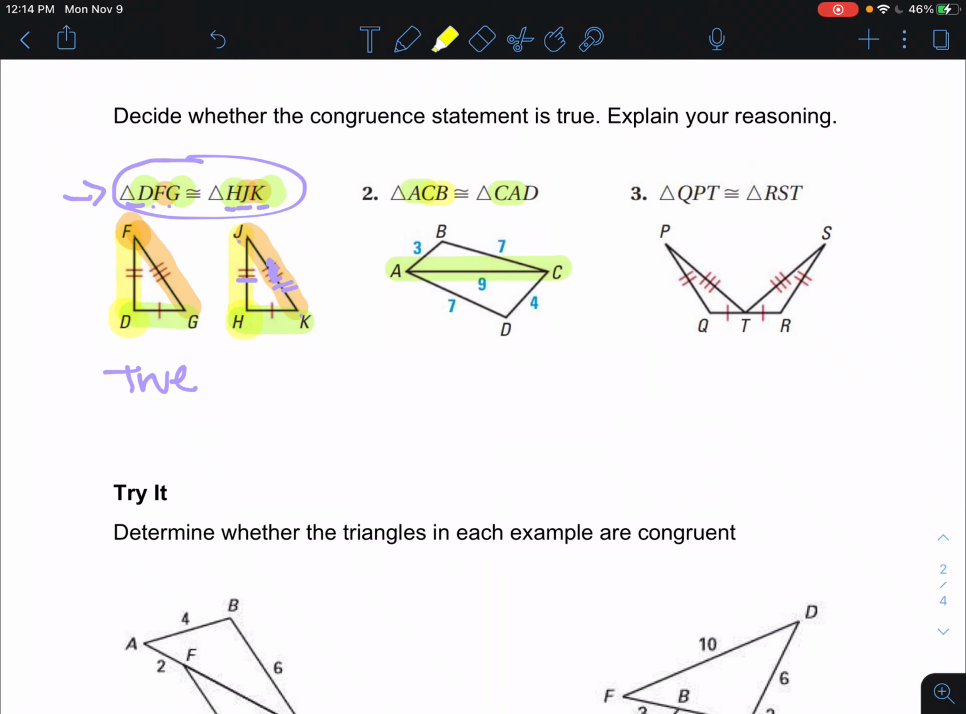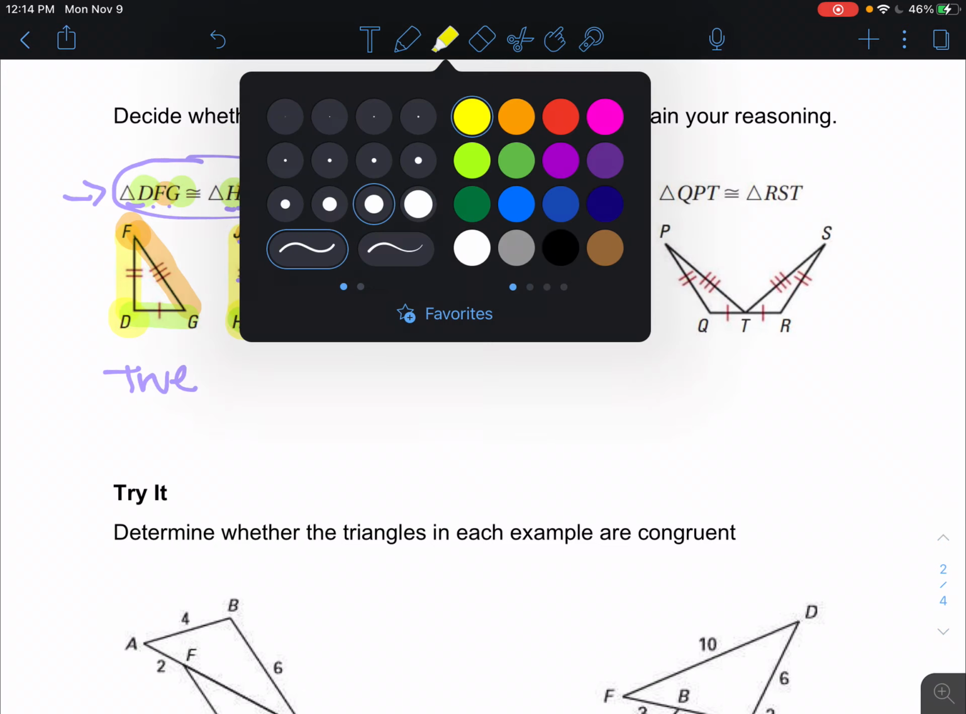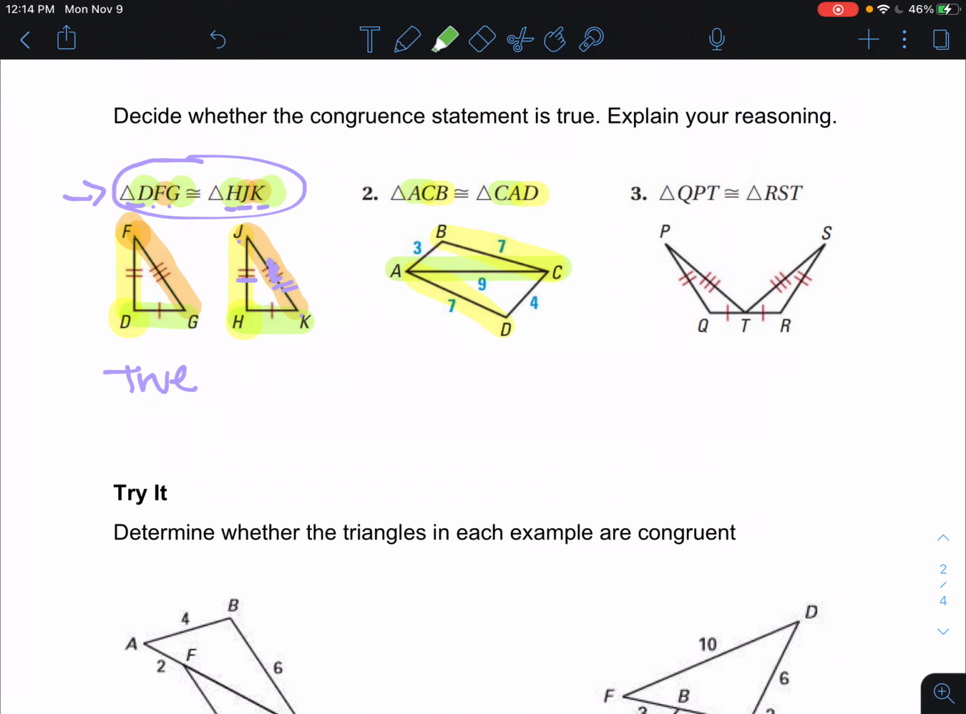Now we have CB and AD. CB corresponds to AD, and it looks like they're both 7, so they're corresponding and congruent. Finally, we have AB, which is like first and third, and CD. AB is 3, CD is 4. All right, they do not have the same length. So this means that this is not true. That's false. AB was 3 and CD was 4. Those are not congruent triangles. That congruent statement is not true.